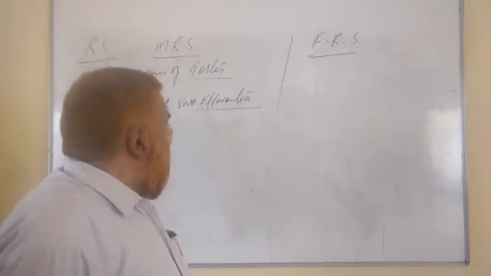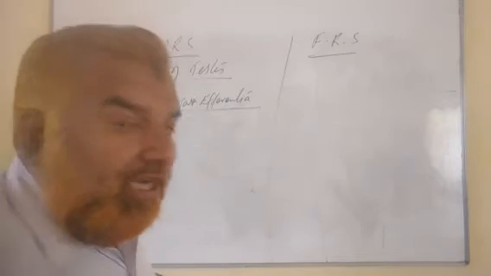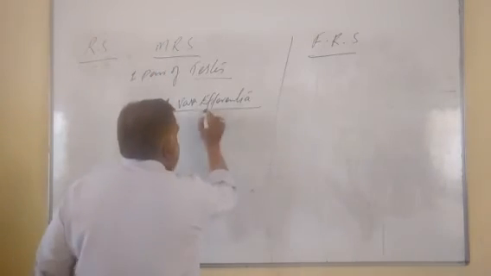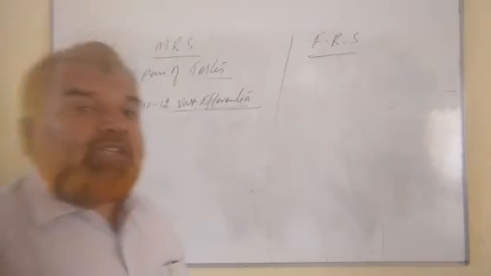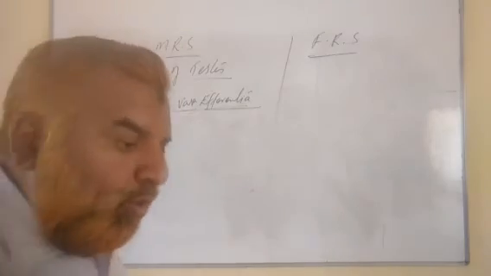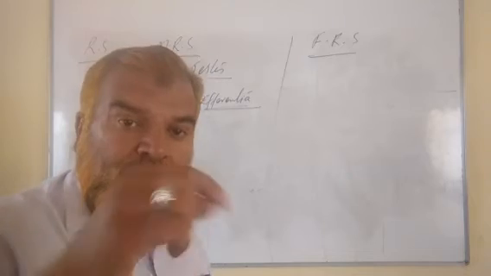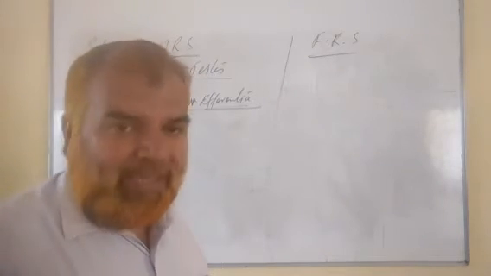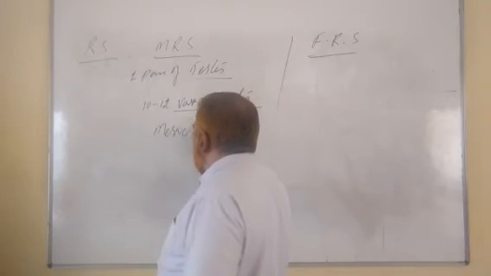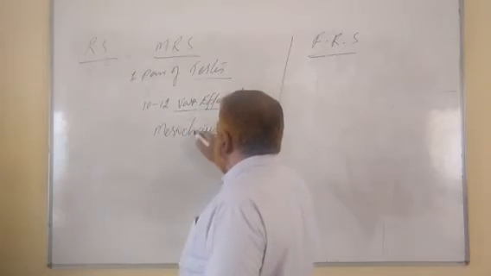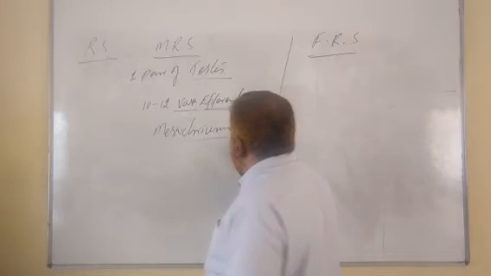To the testes, how many? 10 to 12 vasa efferentia. What is this terminology? Vasa efferentia. It comes in human reproductive system also in your second year. So vasa efferentia pass through kidneys by a structure known as mesorchium. Through mesorchium, these vasa efferentia collect the sperms.